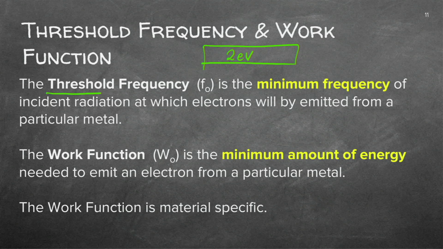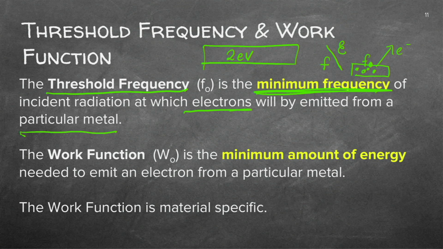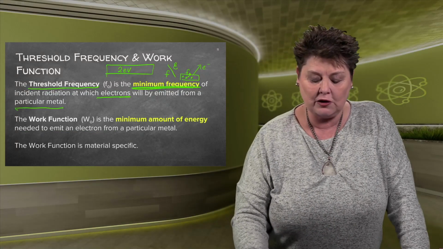It means that there's a threshold frequency. It has to have a minimum frequency in order for it to emit electrons. So the energy coming in has to be higher than the energy that it keeps its electrons with if you want to emit an electron. That frequency of the light coming in has to be greater than this, and we call this the threshold frequency of this particular metal. We'll see now there's different metals with different threshold frequencies.